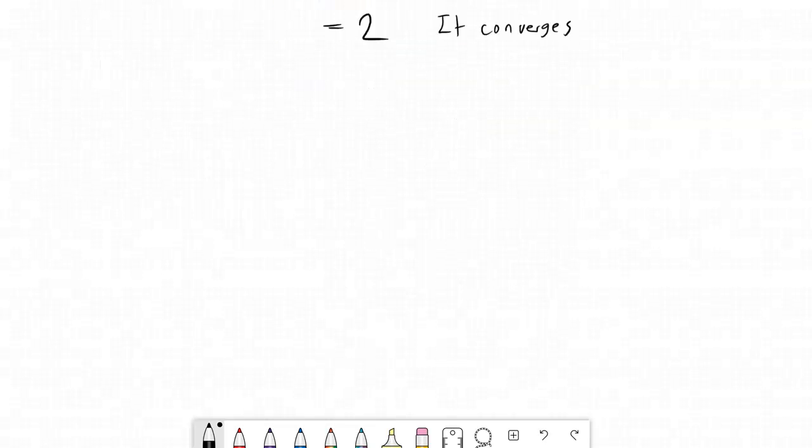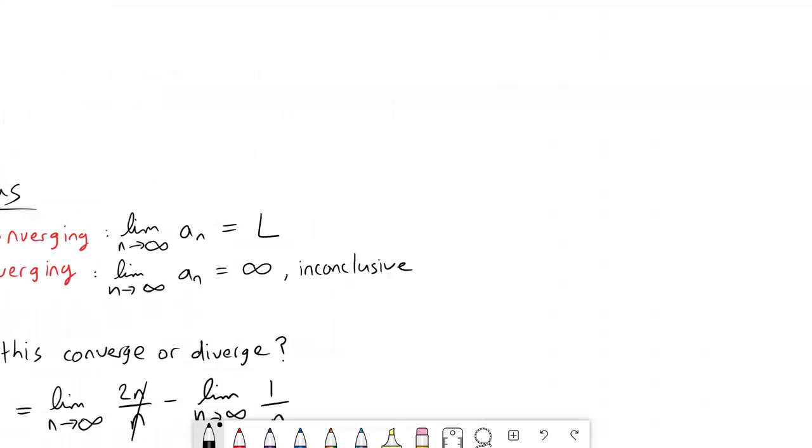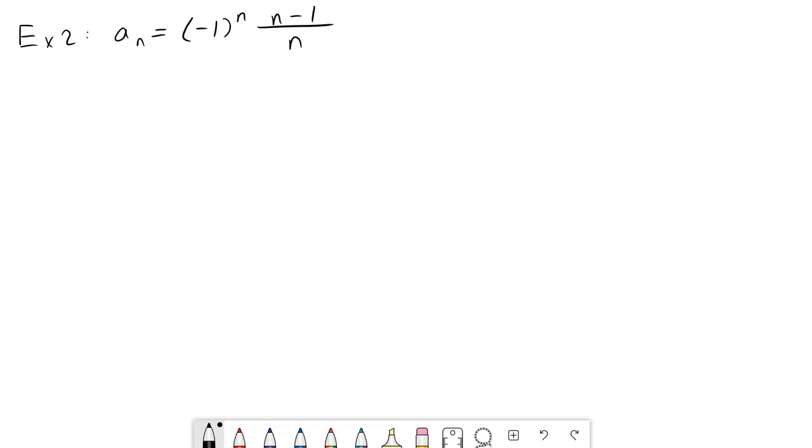Let's look at another example. Example 2. What I want to look at is this series. I'm going to find a of n, which is equal to this flip-floppy term, negative 1 to the n, times n minus 1 over n. And as always, remember n has to be a positive integer. It can never be halves or something like that. So converge or diverge, C or D.